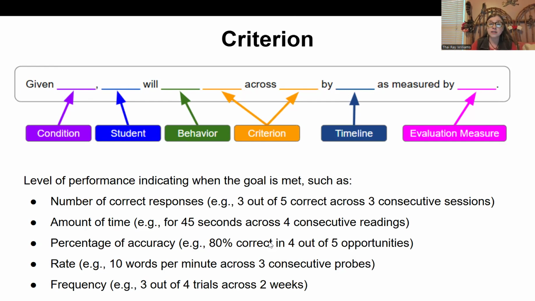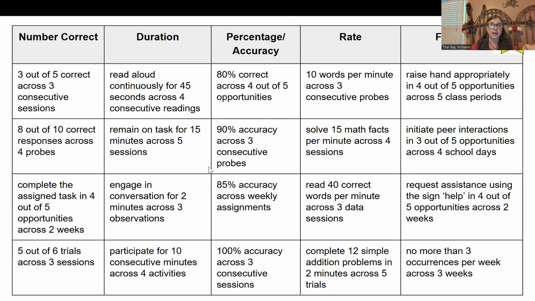So again, the criterion is that level of performance, and notice it always is across time, and they're consecutive across 3 consecutive sessions, for example. So level of performance across time. Now, what I have created here is a table for you with different types of criterion and then examples underneath. And I would encourage you to save this.